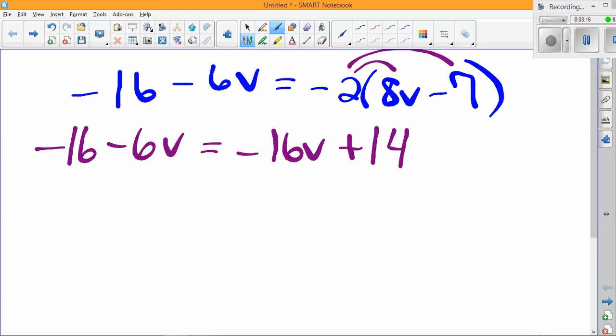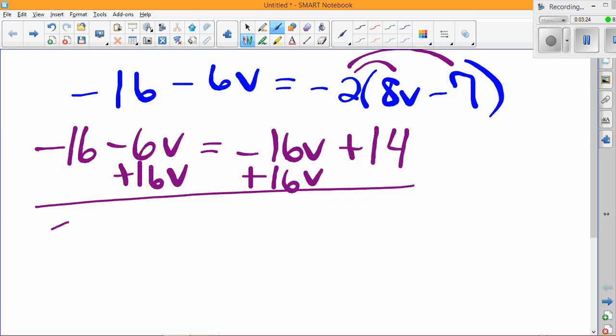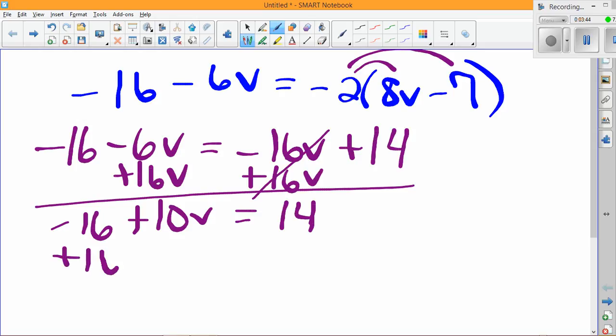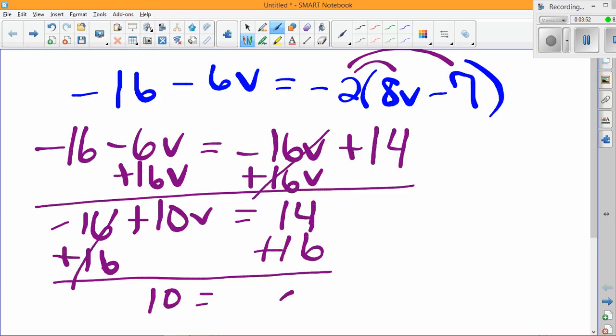So I want to get the v's to one side, the numbers to the other. So let's add 16v. He's the littlest. And I'm going to end up with negative 6v plus 16v is 10v, and a positive 10v. And this becomes 0, so we're left with just positive 14. Now I want to get that v by himself, make him kind of lonely. So let's get rid of the 16 by doing the inverse operation, which is adding 16. This becomes 0, so I'm left with 10v equals 30.